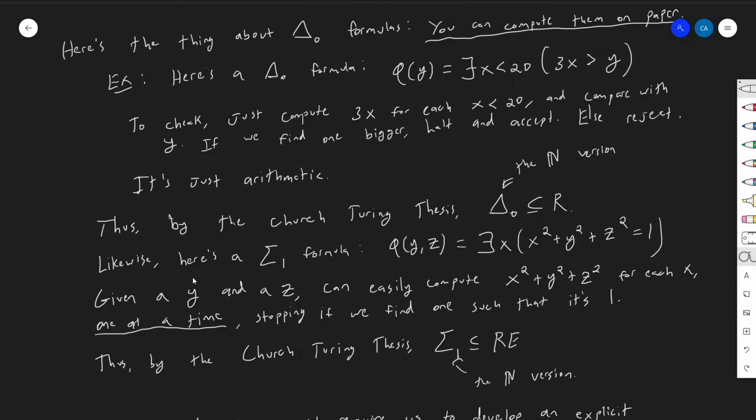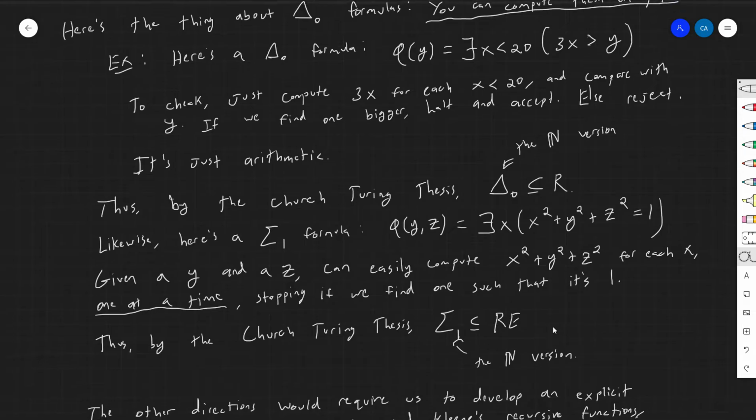So there's a Turing machine that accepts that set as a language, as a decision problem. And so I have shown then that the sets definable by sigma 1 formulas are always, as decision problems, computably enumerable. And so this is a subset of this. That's pretty crazy. That's pretty crazy.